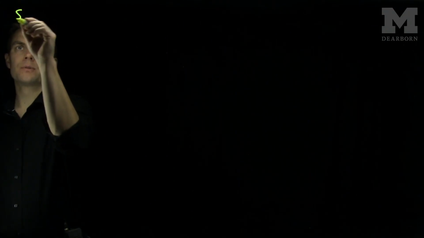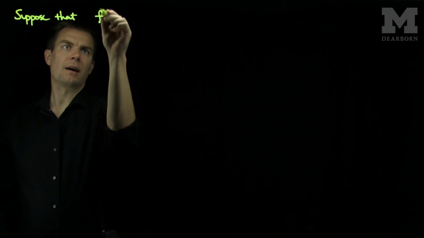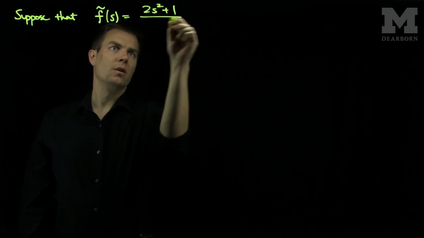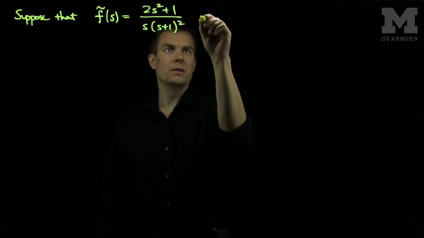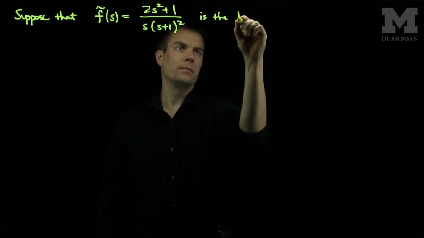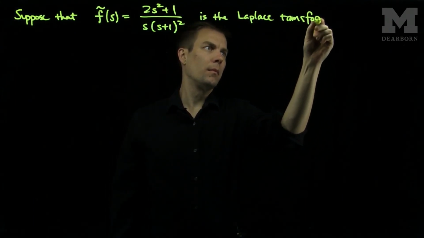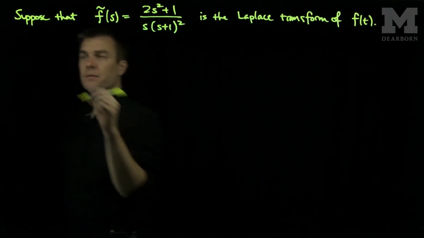Hello students, in this video we'll see how to find the inverse Laplace transform of a rational function using partial fractions. Let's suppose that f tilde of s is (s squared plus 1) over s times (s plus 1) quantity squared, the Laplace transform of a function f of t. Our goal is to find f of t.